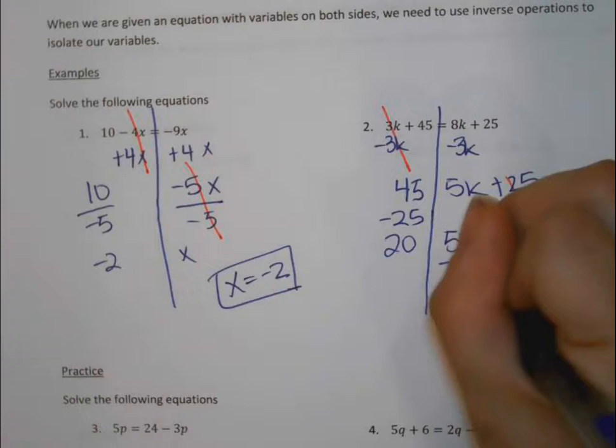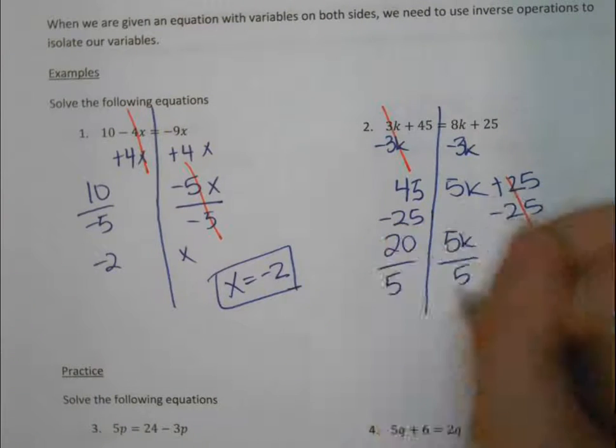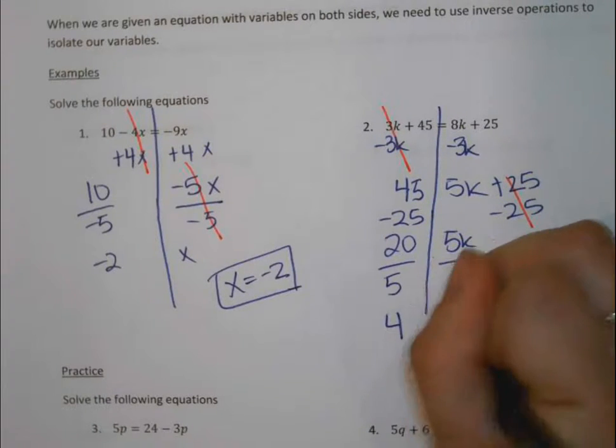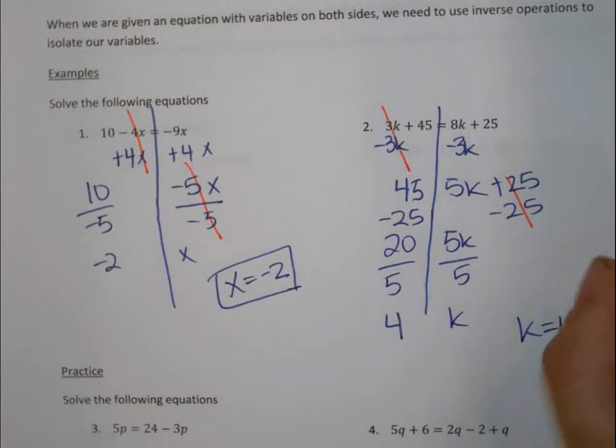Then moving on, I divide by 5 on both sides. I get 4 on the left, k on the right. My answer is k equals 4.